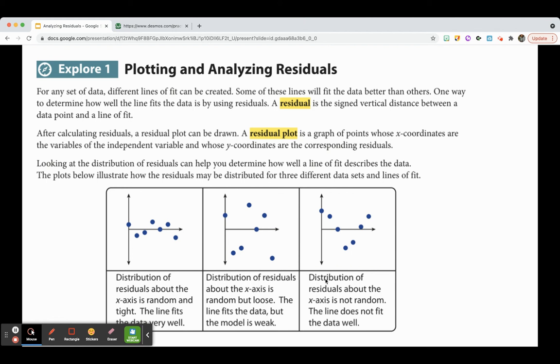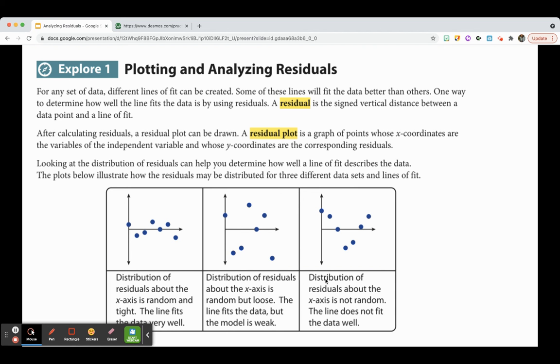After calculating the residuals, a residual plot can be drawn. At the very bottom, there are three examples of a residual plot, and that's just a graph of the points whose x-coordinates are the values of the independent variable, and y-coordinates are the corresponding residuals. Looking at the distribution of the residuals can help you determine whether the line of best fit describes the data, or how well it describes the data.